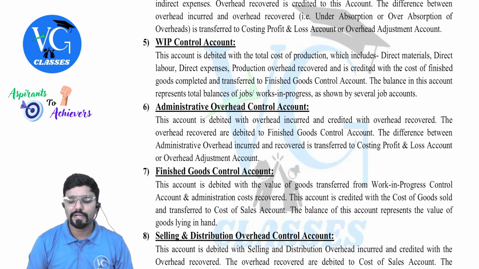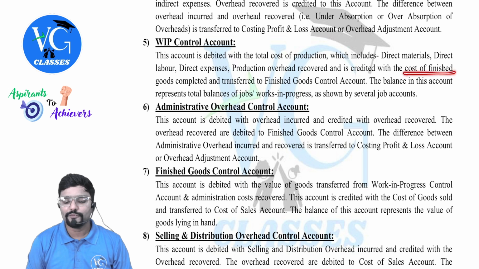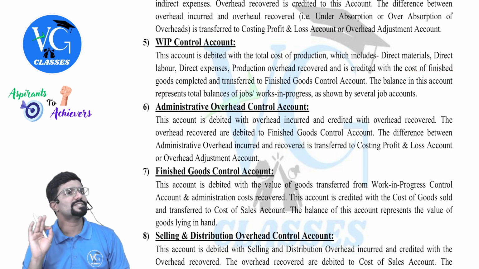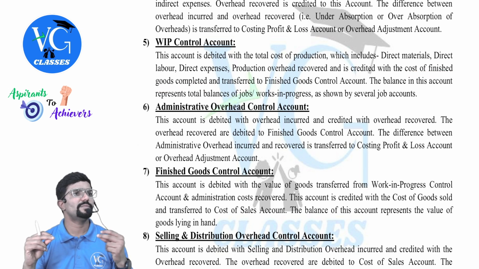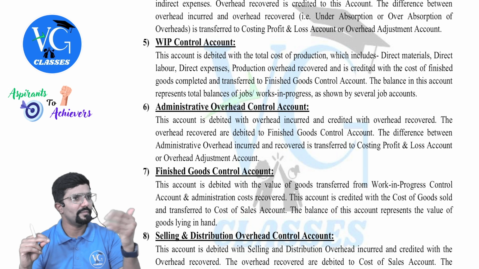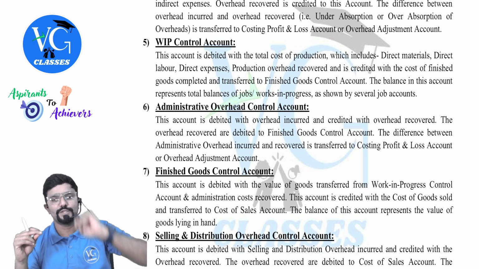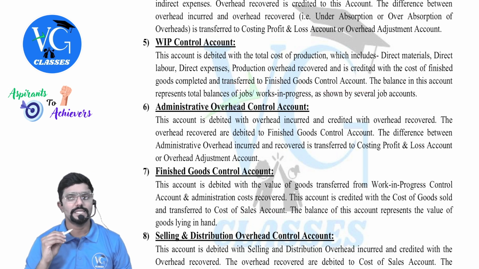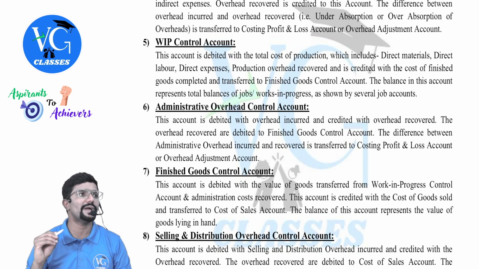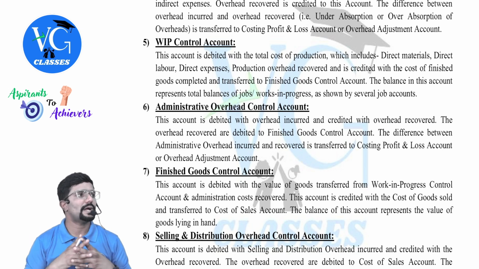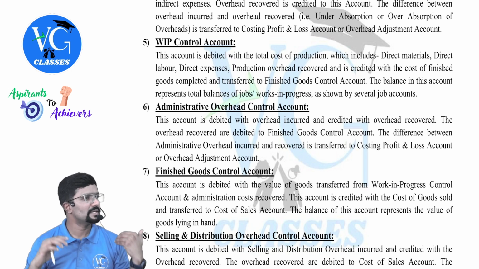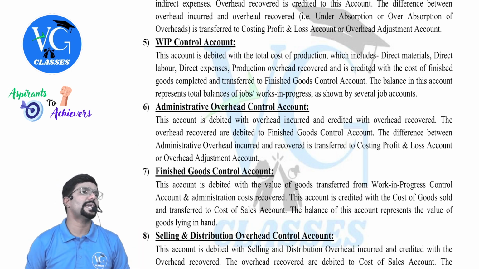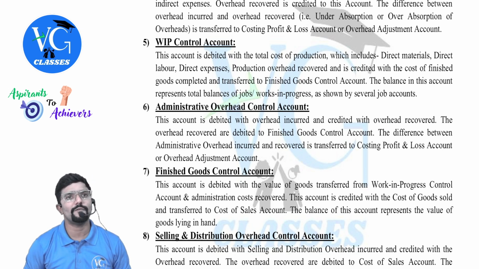Then production overhead recovered, and it is credited with what? Cost of finished goods completed, which is nothing but cost of production. Where do we send it, guys? Goods are ready to sell now. We are sending it from WIP control account to finished goods control account. The balance in this account represents the total balance of job or work in progress as shown by several job accounts. On the credit side we write, it is actually a debit balance, but on the credit side we write by balance carried down, which is nothing but closing stock of WIP, guys.